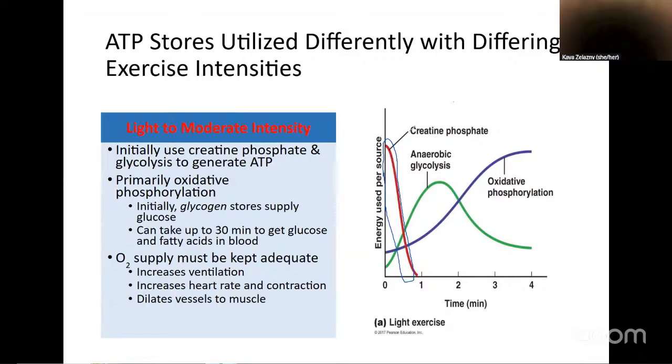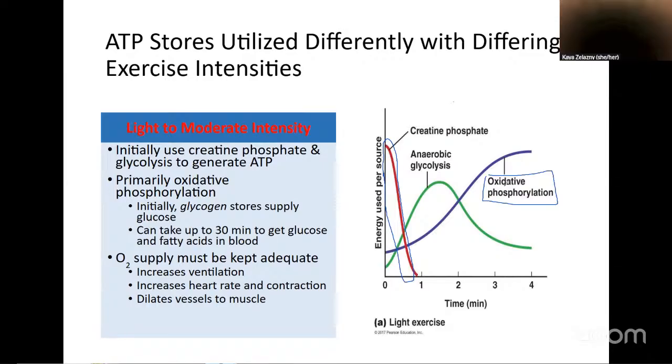We're going to use creatine phosphate, anaerobic glycolysis, and oxidative phosphorylation in all of them, but they're going to be in different amounts, and we're going to see one of them predominating over the others in each type of exercise. So we start with our creatine phosphate, because that's easy and quick. But what we're ultimately going to get to, as you do a light to moderate intensity exercise over time, is that we shift our focus to oxidative phosphorylation.